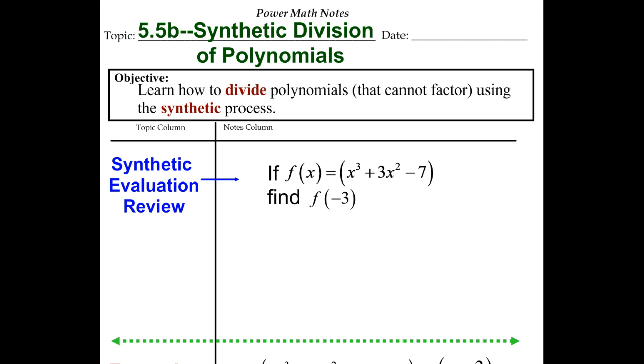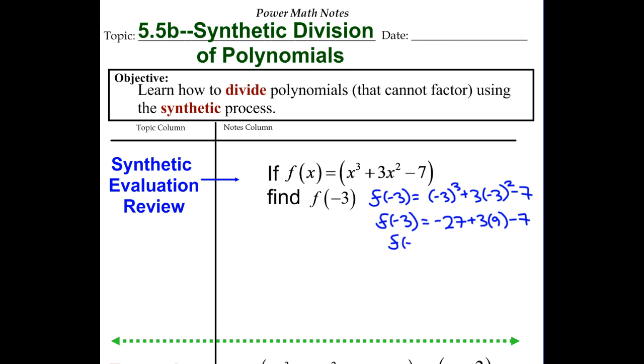for x. So if f of x equals x cubed plus 3x squared minus 7, and we want to find what f of negative 3 is going to equal, well, then we could just plug it in. f of negative 3 equals negative 3 cubed plus 3 times negative 3 squared minus 7, which means that f of negative 3 is going to equal negative 27 plus 3 times 9 minus 7. And again, f of negative 3 is going to equal negative 27 plus 3 times 9, and 3 times 9 is 27. Well, that's just going to leave us with negative 7. Now that's the first way you could do it. That's just your standard plugging it in way of solving that.